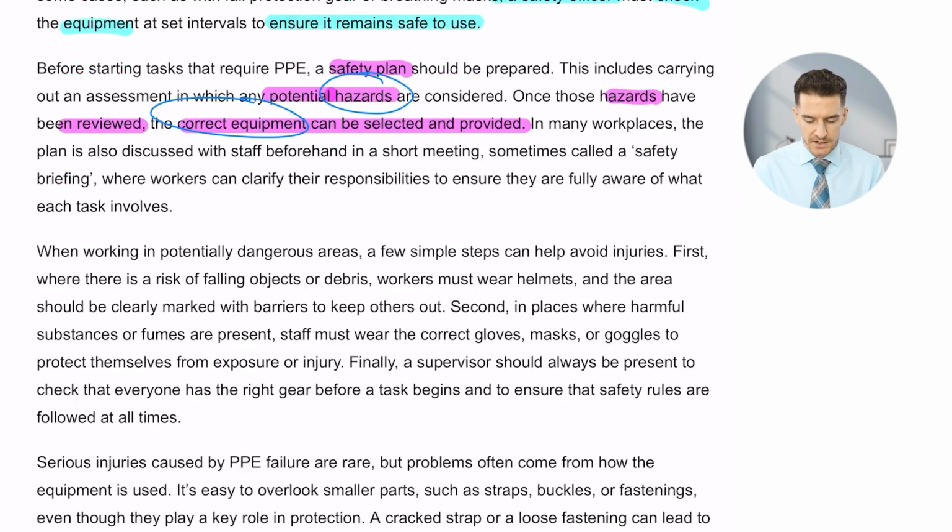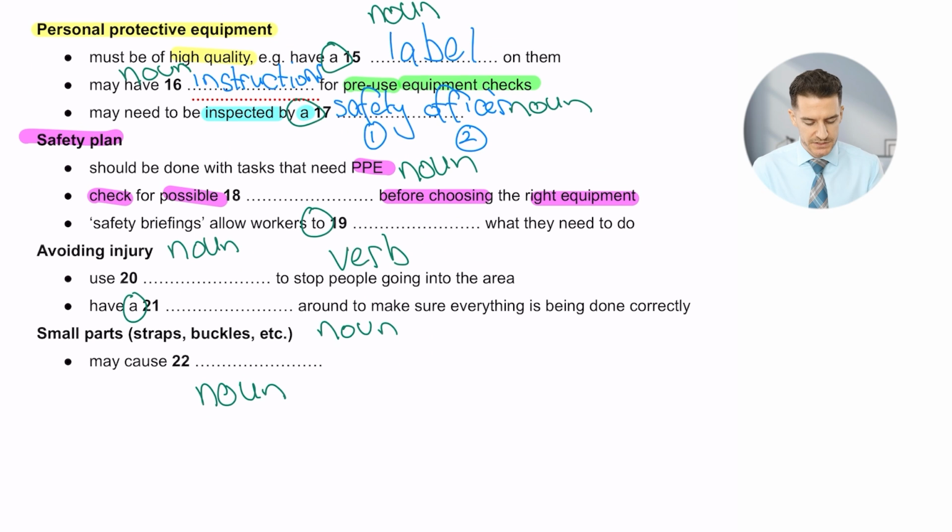So let's go back down and put that into the answers. Check for possible something. Yeah. Okay, check for hazards, check for dangers before you choose the right equipment. And again, it makes sense. Okay, possible hazards. We've got that S as well. If we just say check for possible hazard, well, the grammar would not be correct. So this would be incorrect. So always remember, think about your S.